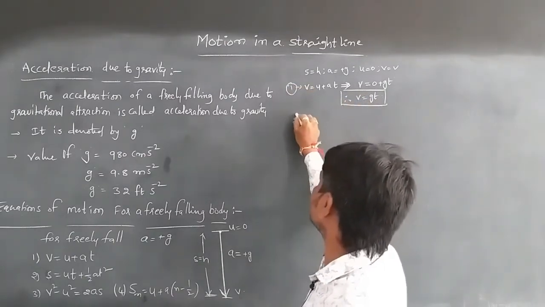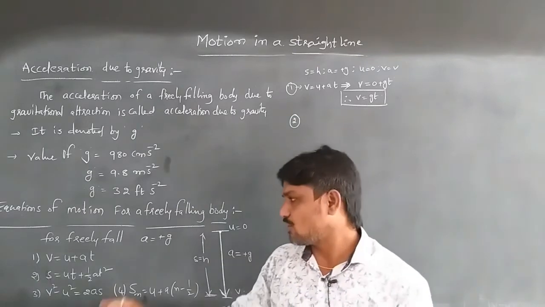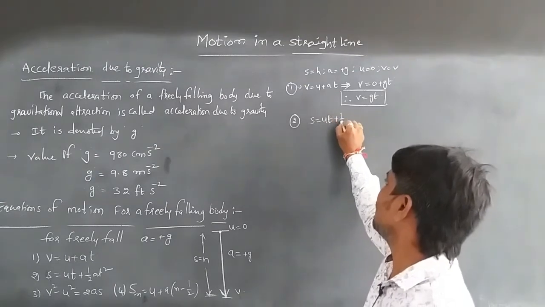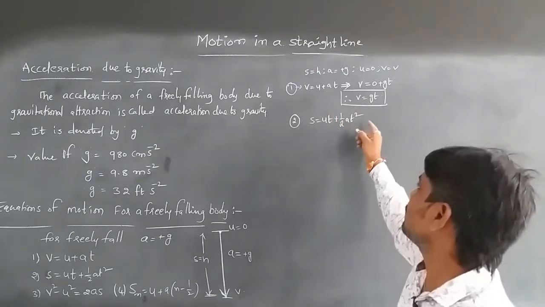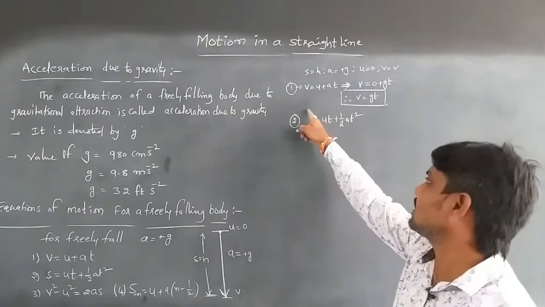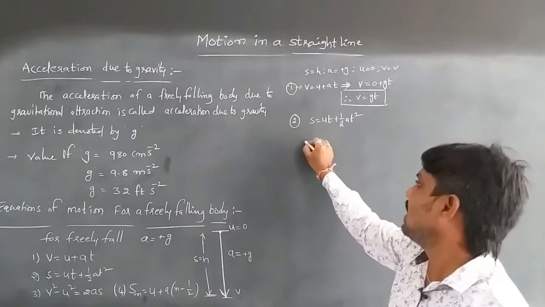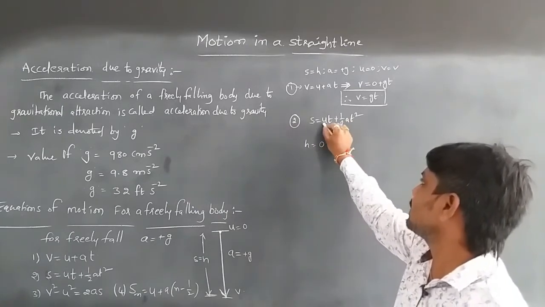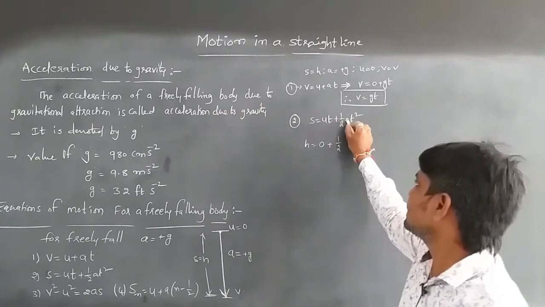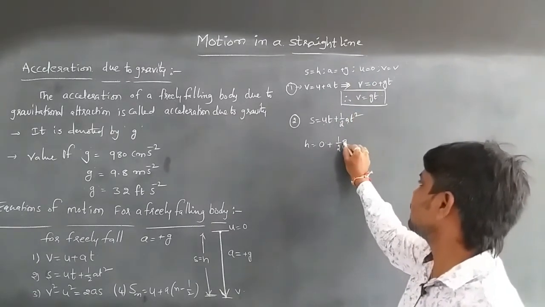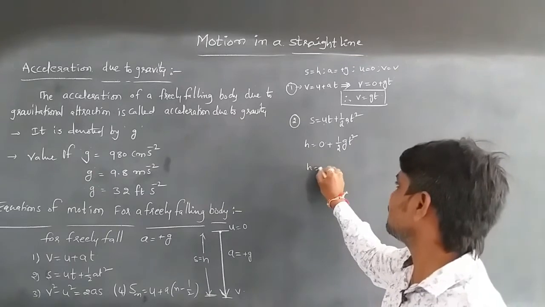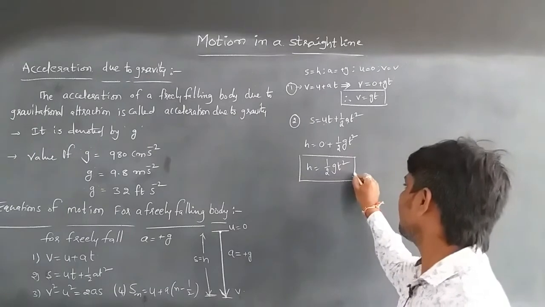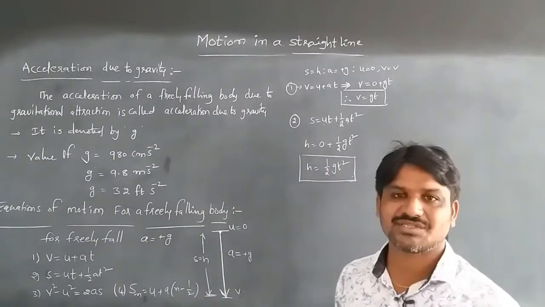And the second equation of motion will be s is equal to ut plus half at square. If we substitute those values in this case, we can write that instead of s, h, and u is equal to 0, so the term ut becomes 0 into t, 0. Then half, instead of a we have plus g, so g t square. That means h is equal to half gt square. So this is the second equation of motion.